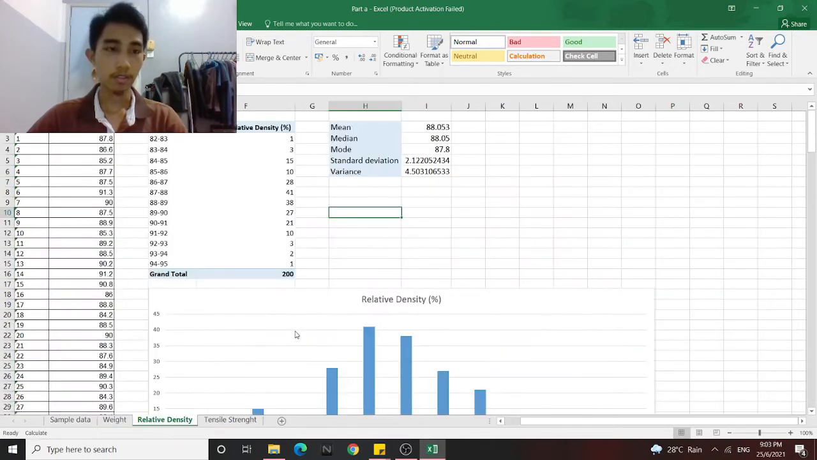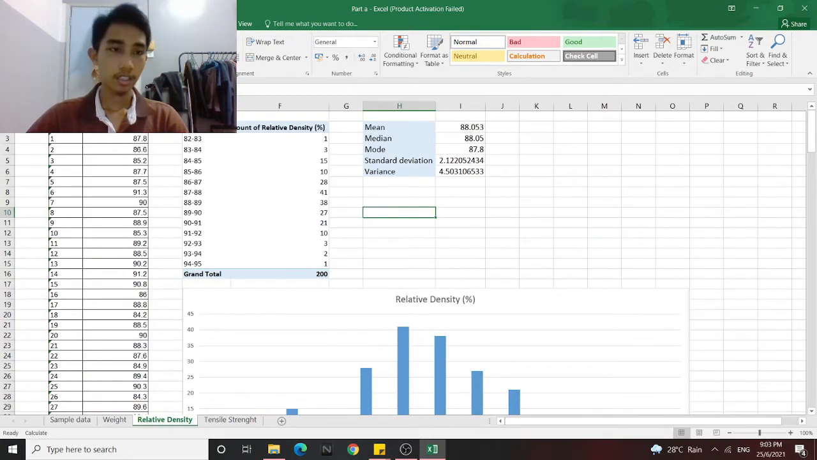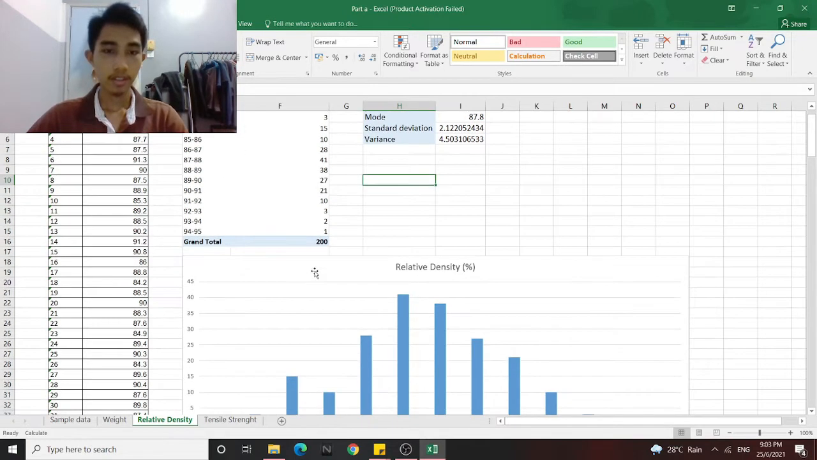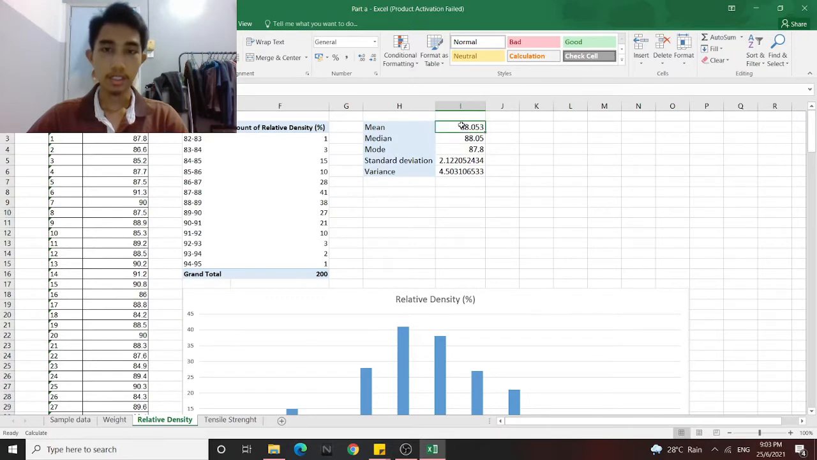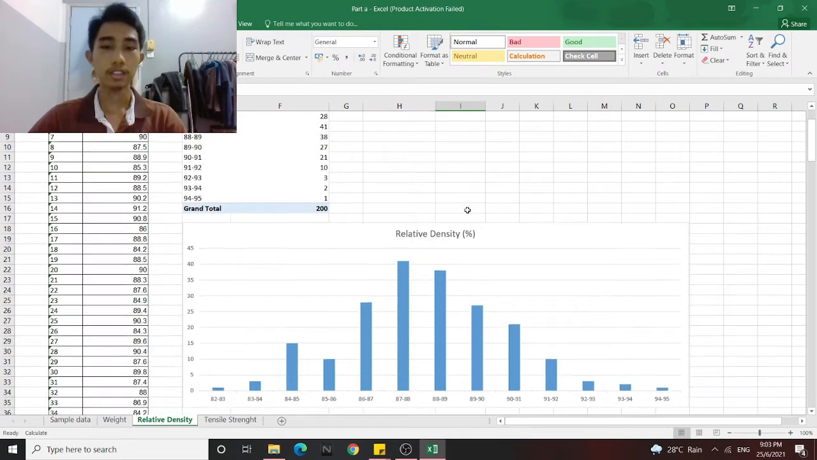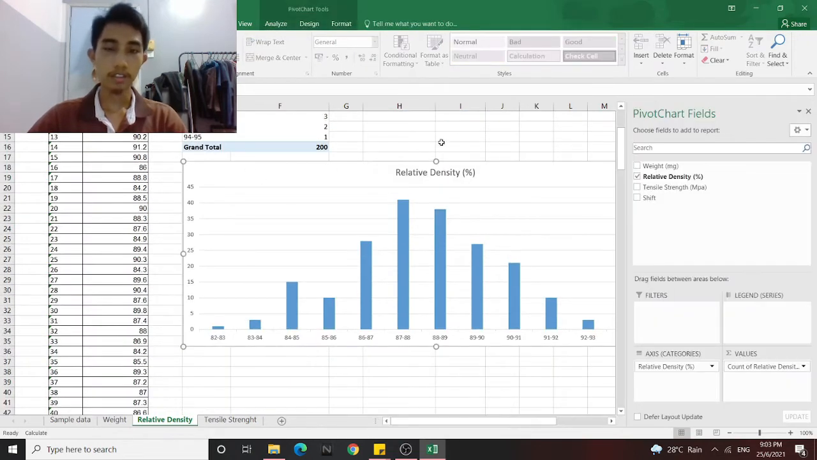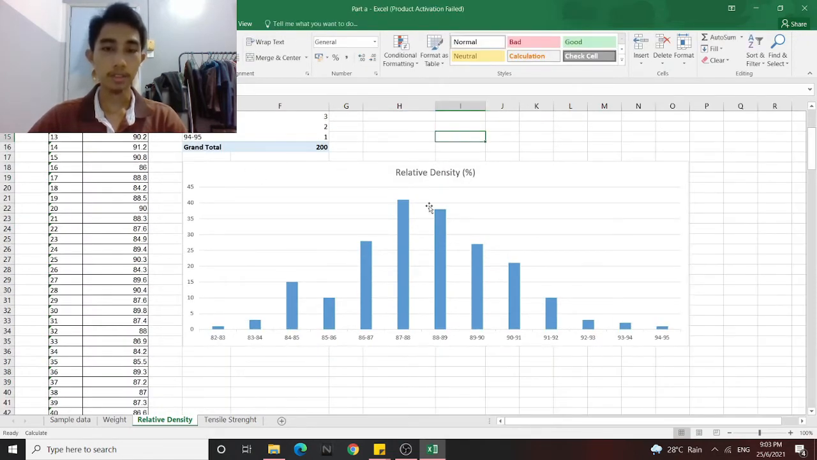Next we go to relative density. Same also, I separate the relative density data from the main table and I do the tabular form on this table. The increment is by 1. The count is the same, 200, and this is the median, mean, mode, standard deviation and variance. The graphical method is the same as before, I use a bar chart also.